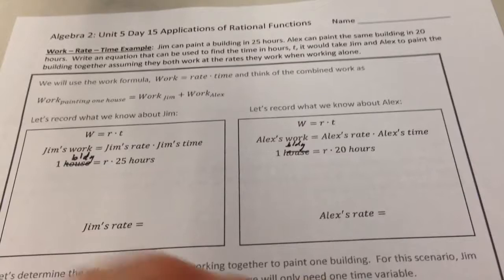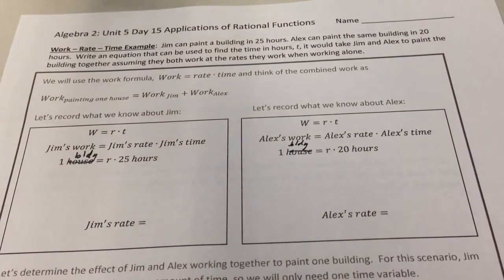All right, so Jim can paint an entire building in 25 hours. Alex can paint the same building in 20 hours. We're going to try to write an equation to figure out how long it would take both of them working together to paint the house. There's a way to do this that's outlined here, and then there's a way that, because of our warm-up, we could almost reason it out before we followed the method. But first we've got to figure out their individual rates.